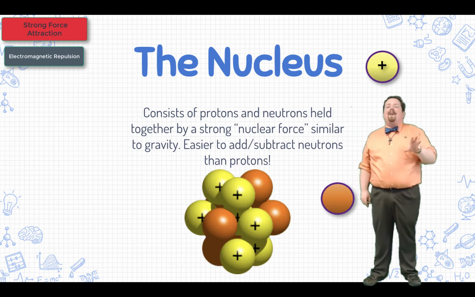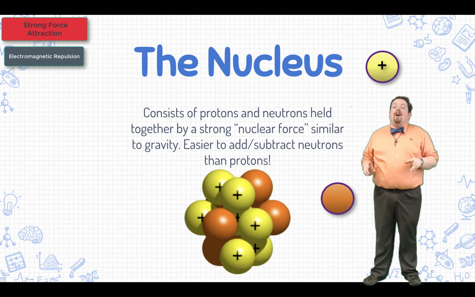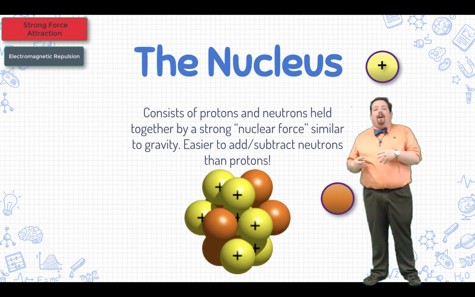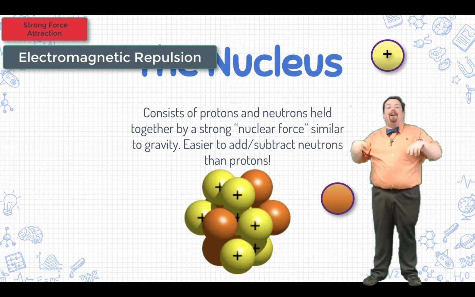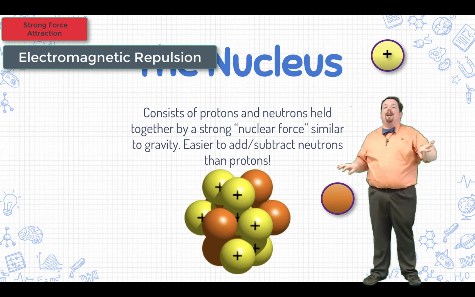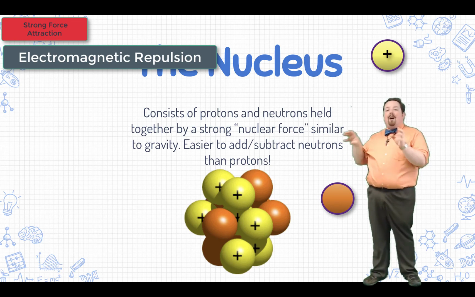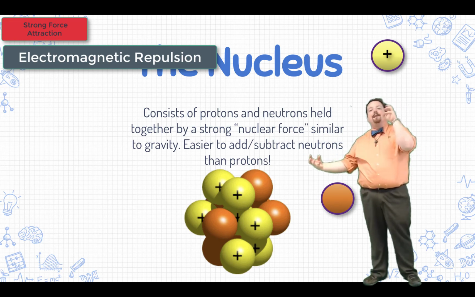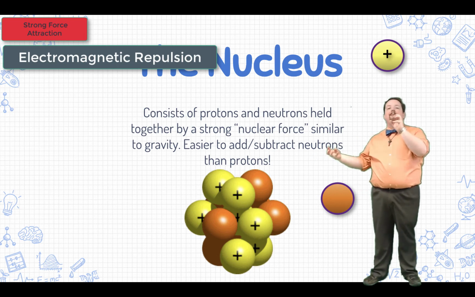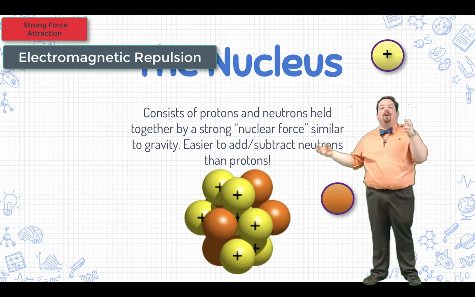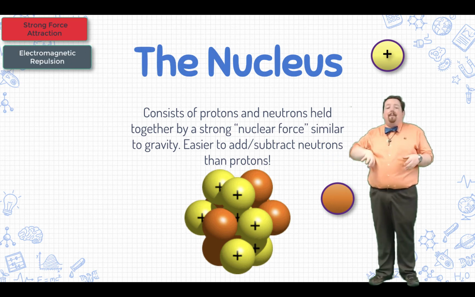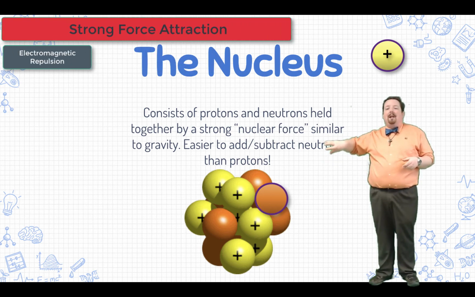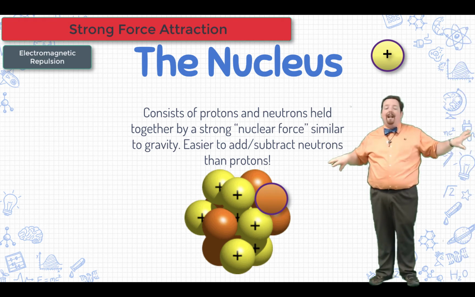Well, since that strong force only applies when the particles are close together, when you're adding a proton to a nucleus, that electromagnetic repulsion between the protons is much stronger than the strong force attraction between neutrons and protons, because the neutrons and protons are too far away to feel that strong force yet. However, it's much easier to put a neutron into a nucleus because it doesn't have that electromagnetic repulsion.